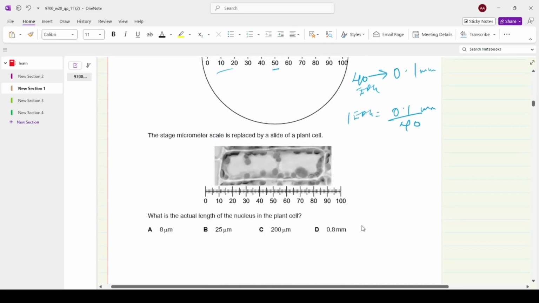Now the stage micrometer scale is replaced by a slide of a plant cell, and they want us to determine the length of a nucleus. I think you need to be careful. It's not the whole cell, but rather the nucleus, which should be this other bigger structure. So if we extrapolate around here, of course you have to use a ruler, this is about 10 EPGs.